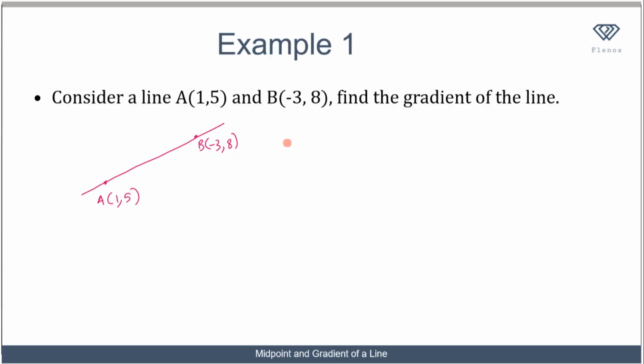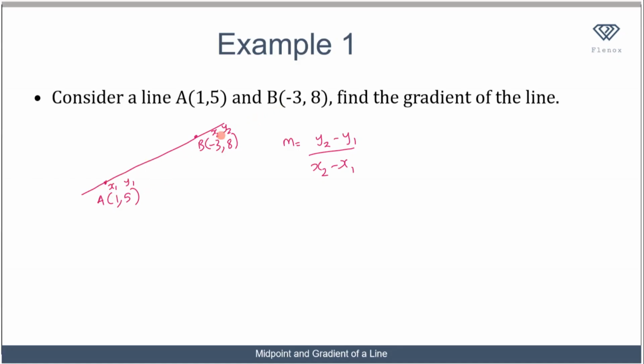Now the gradient or the slope of this line m is given as y2 minus y1 over x2 minus x1. So you have to label your coordinates. So here becomes x1 y1, and here becomes x2 y2. Again, the order does not matter. You can choose to label here x2 y2 and here x1 y1, and whichever you do, you are going to get the same result. So I'm going to do it both ways to prove that point.